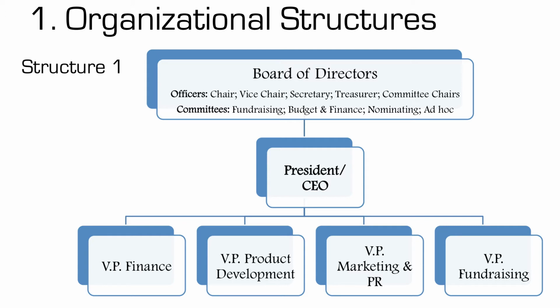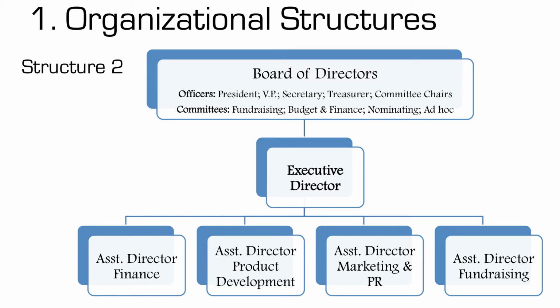So you could choose to have your board organized by this structure, or you could choose this second structure. In this second structure, what you see here is that you have the board of directors just like the first, but now instead of chair and vice chair, you have a president and vice president. Note that. That's the only difference. You still have a secretary, treasurer, committee chairs, and you still have the same committees.